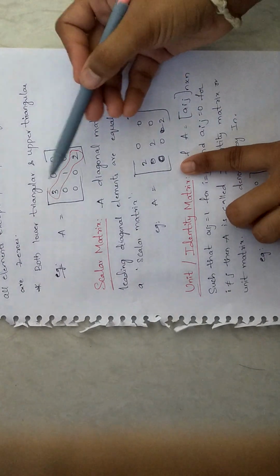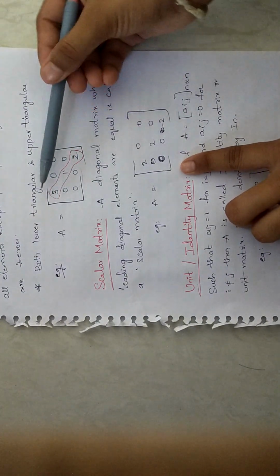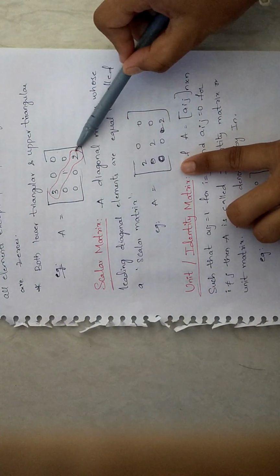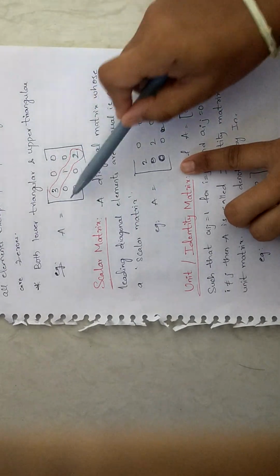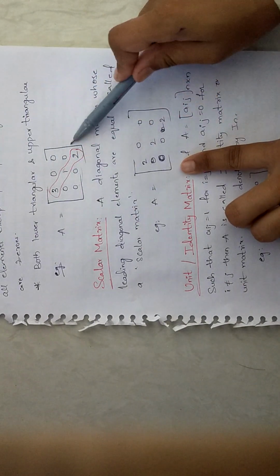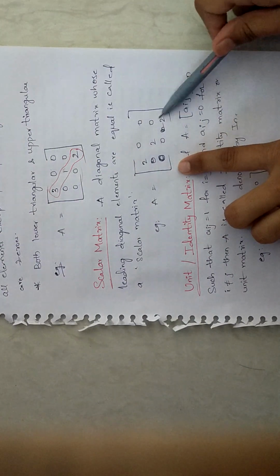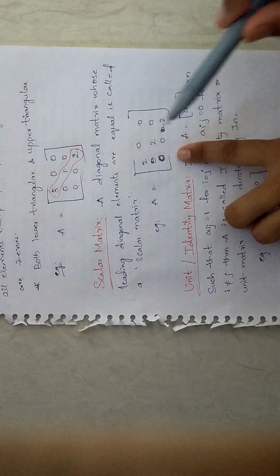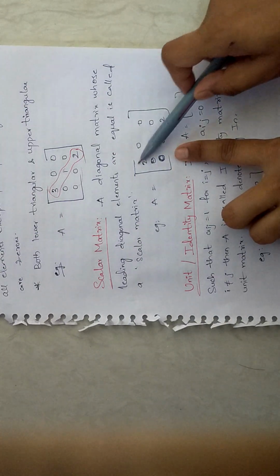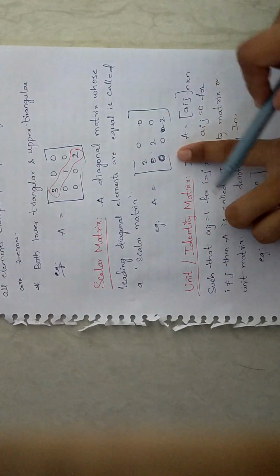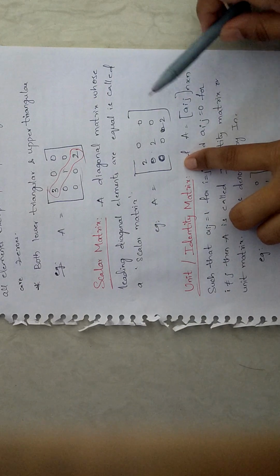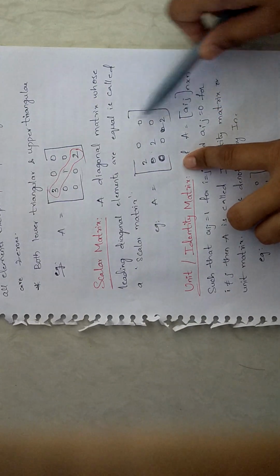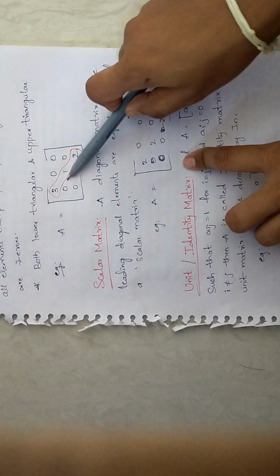That means, see, in the diagonal matrix only diagonal elements are present, other values are zeros. Here also only diagonal elements are present, other values are zeros, but the condition is what? These diagonal elements should be the same, 2 2 2. Or if it is 3 3 3. But in the diagonal matrix we can have different numbers.